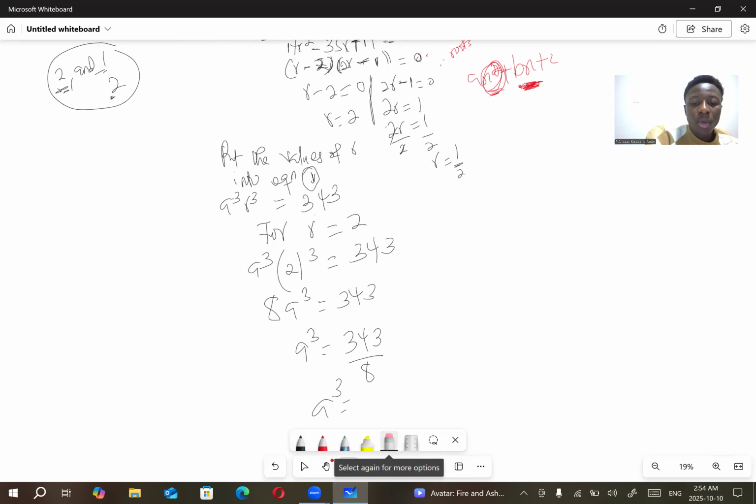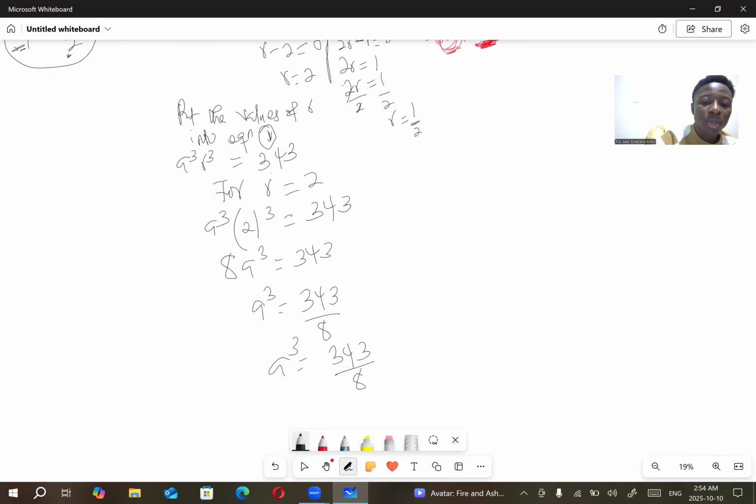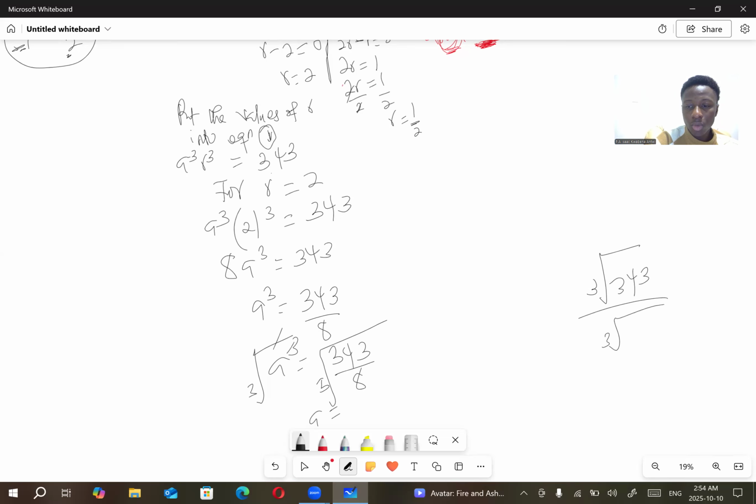So A cube will be 343 over 8. Then you take the cube root of A. And you take the cube root of both sides. This one cancels that. So A is equal to, if we do indices, you notice that it's the same as cube root of 343 over cube root of 8. When you have a cube root on a whole fraction, it affects each of them. Cube root of 8 will definitely be 2, but I don't know that for 343.